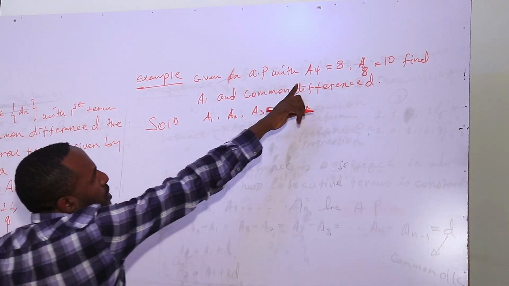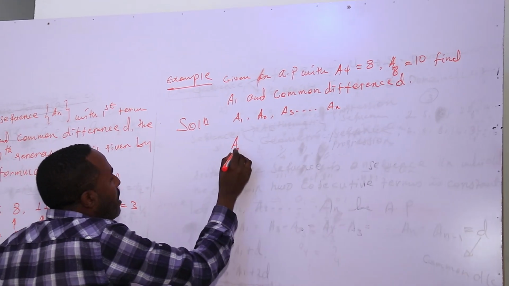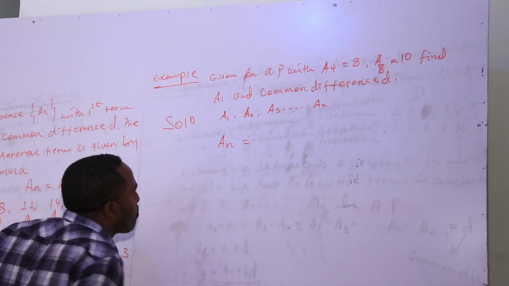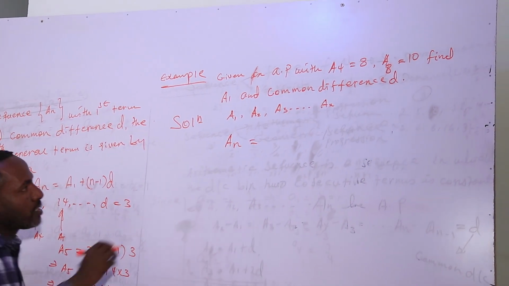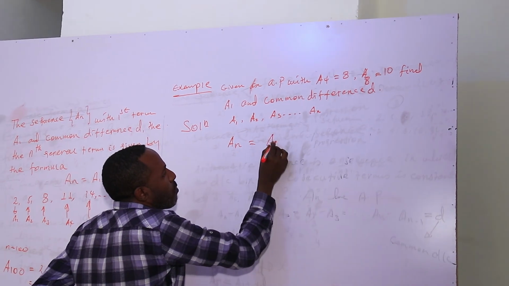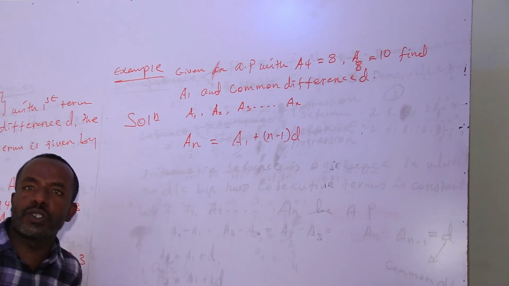So the given information is A4 and A8. So that the AN formula is given: A1 plus n minus 1 times the common difference D.